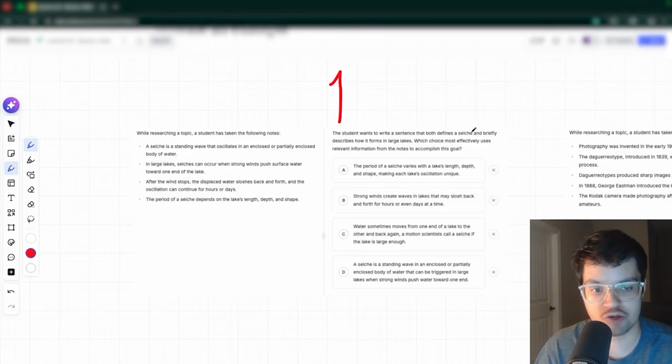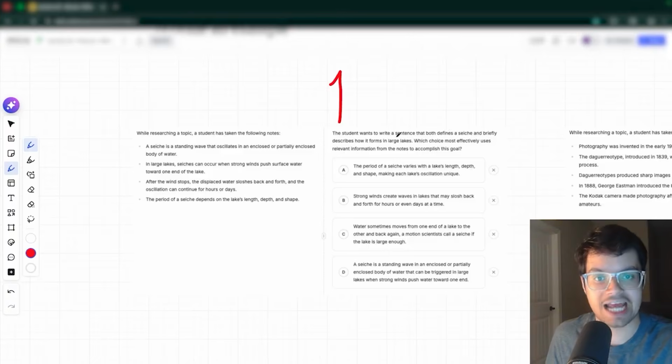But if I was trying to explain this in my own words, I would say we're trying to essentially explain what a seiche is, like say a seiche is X. And then we also want to explain how it forms. So what actually happens in nature to make a seiche appear? Is it just something with water? Does there have to be some human involved? Whatever. What actually makes it form?